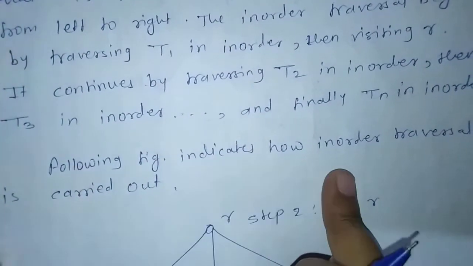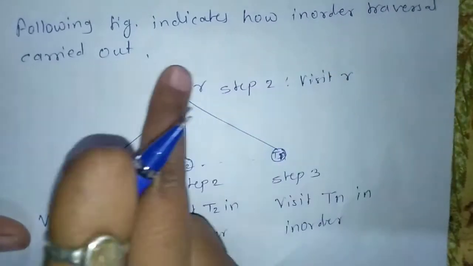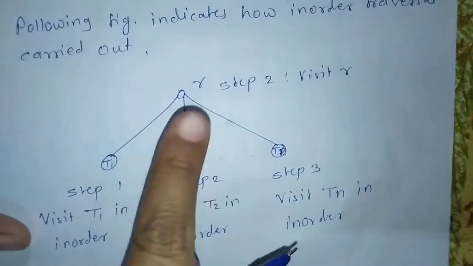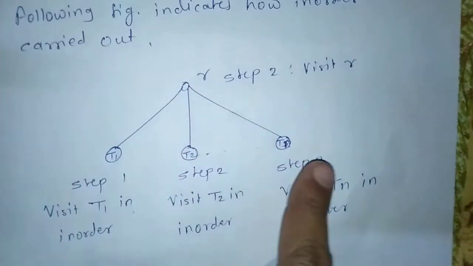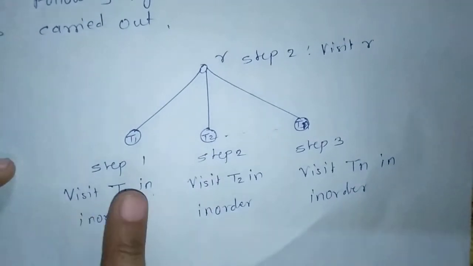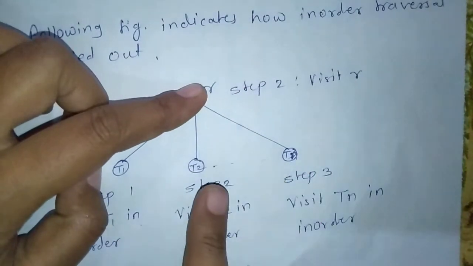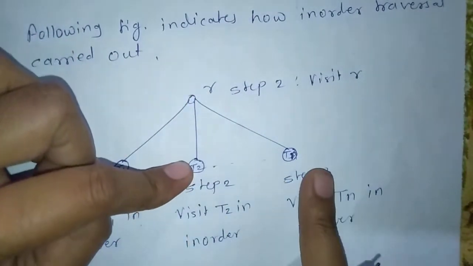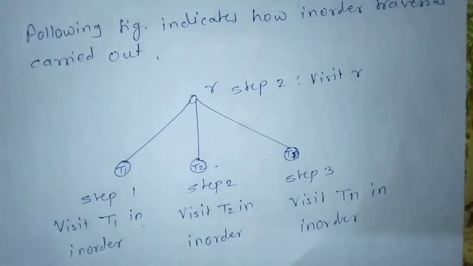The following figure indicates how inorder traversal is carried out. This is nothing but the ordered rooted tree. First, this is the root and T1, T2 and so on Tn are the n subtrees. For the inorder traversal, first visit T1 in inorder and then visit root and then visit T2 and so on, then visit Tn. This is nothing but the method of inorder traversal.